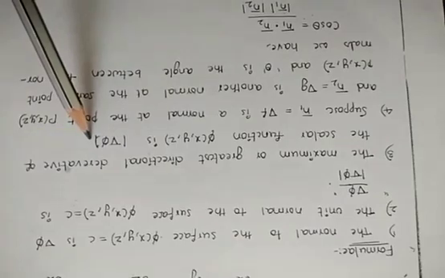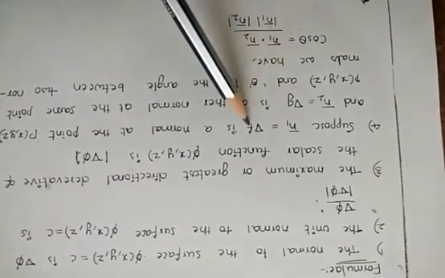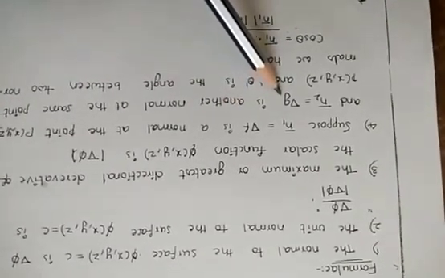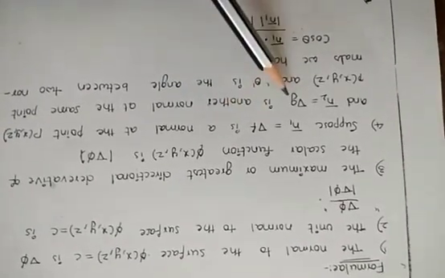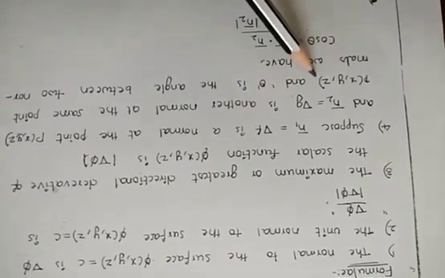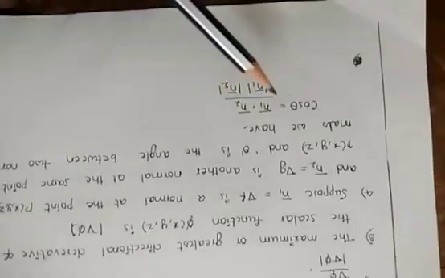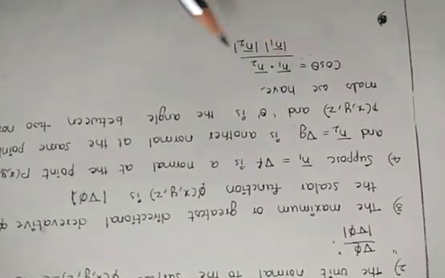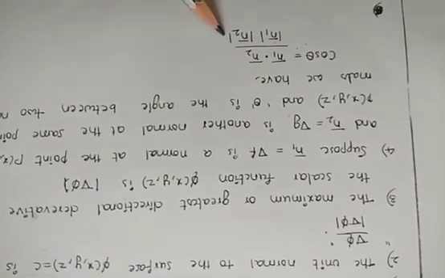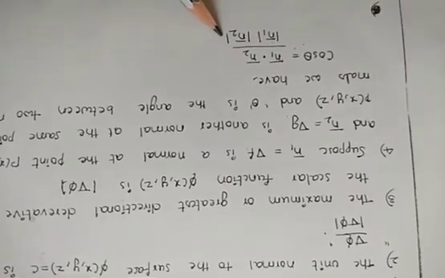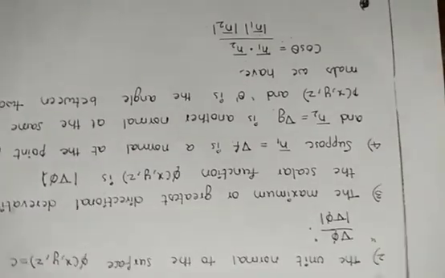Suppose we have two normals n1 bar and n2 bar to the surfaces f and g respectively. n1 bar is del f at the point P of x, y, z, and n2 bar is del g at the point P of x, y, z, and theta is the angle between the two normals. Then we have a known formula, that is cos theta equal to n1 bar dot n2 bar by modulus of n1 bar into modulus of n2 bar. The formula is already known from intermediate, that is cos theta is a bar dot b bar by modulus of a bar into modulus of b bar.